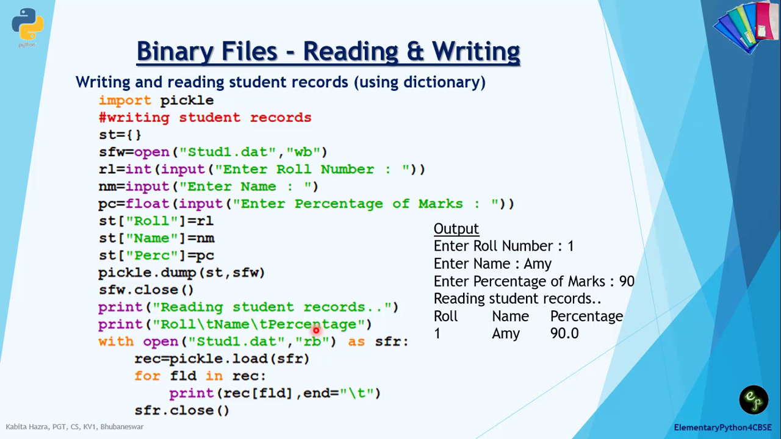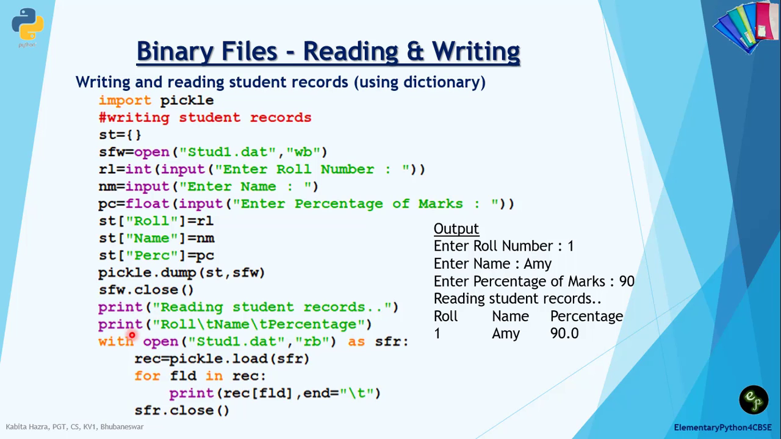One more example, where we are writing a record and then reading it using a dictionary. First we have imported the pickle module, then we have created an empty dictionary. We have opened a file stud1.dat in write binary mode. We are taking user input for roll number, name and percentage of marks. Then we have assigned them to the dictionary, storing the roll number, name and percentage. Then we are dumping it, that means writing it into the file referenced by the file handle, and then we are closing it.